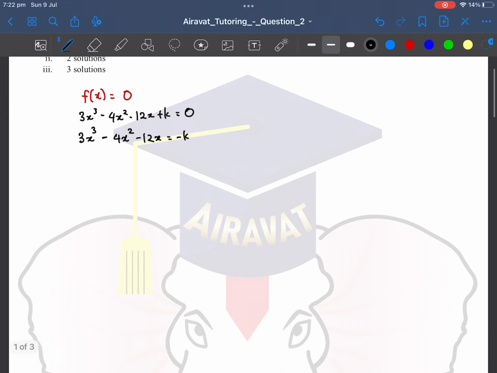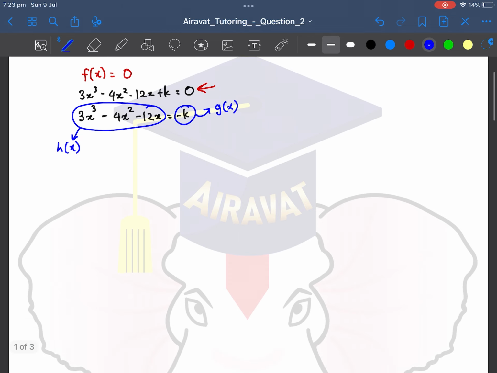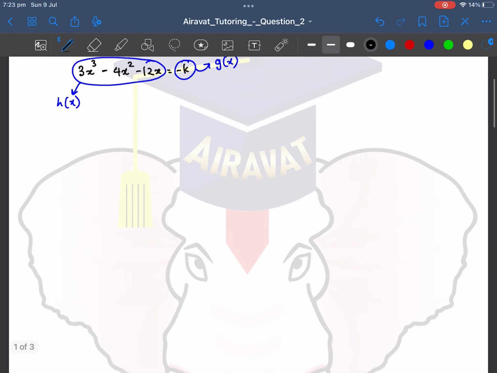Now why did I do that? Also, what did I do first in the first place? Well, I just split this one entire function into two different functions. One of them is this and the other one is this. I'm going to call this function h of x, and I'm going to call the other function g of x. Now why did I do all that? Just bear with me. I'm going to draw the graph to explain. So just give me 1 minute. I'll just quickly draw the graph.